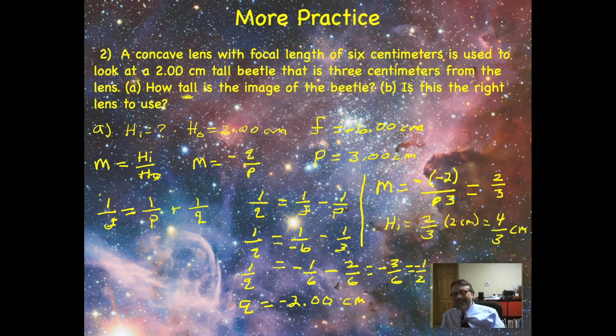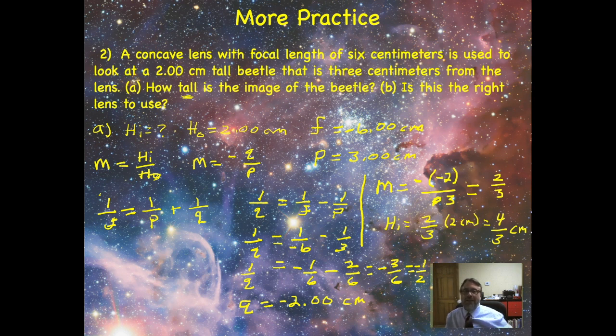Well, if I'm using the lens to examine something, this is telling me that the image I'm going to see is actually smaller than the object. The image of the beetle is smaller than the beetle. So this is not the right kind of lens to use. If I want to look at something, I don't want to use a concave lens because the image is always going to be smaller than the object. So why would I use a concave lens to make it harder to see what I'm looking at?